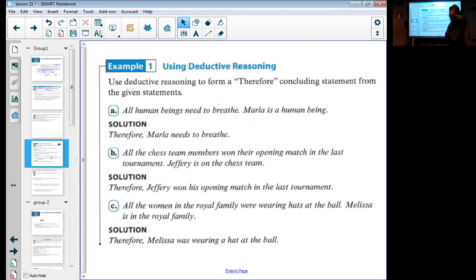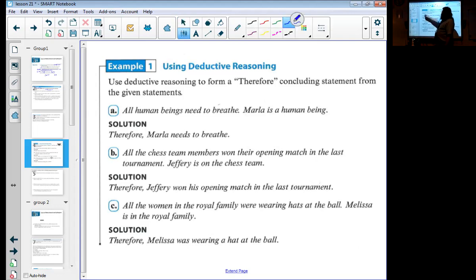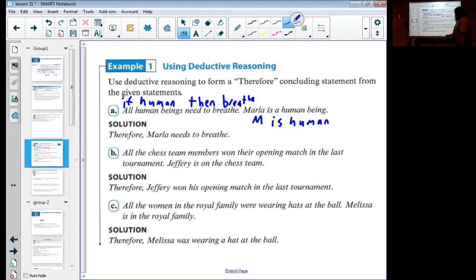So here we have our statements. So we have, all human beings need to breathe. Marla is a human being. So here we have, if human, then breathe. Marla is human. So this is saying that this hypothesis is true.